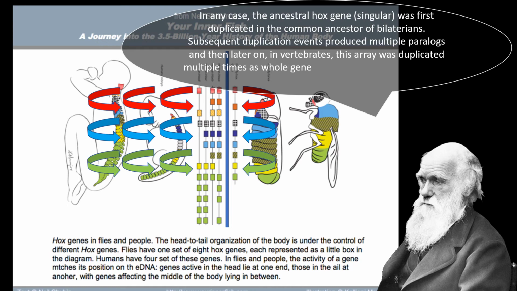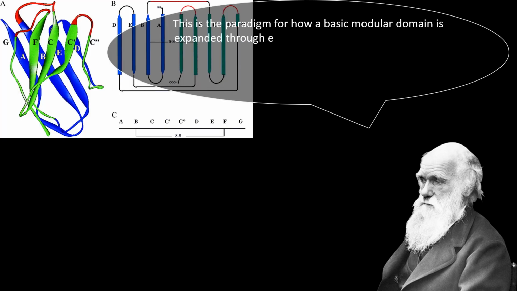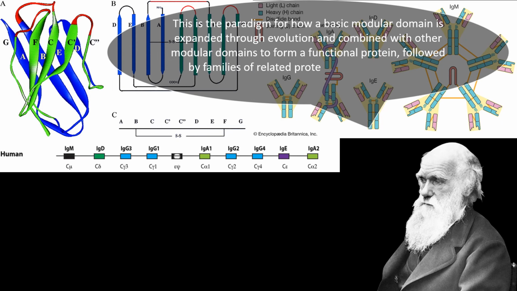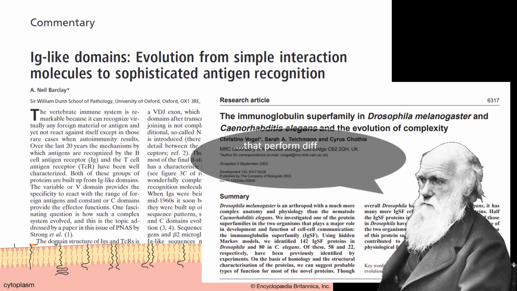Don't forget that even we humans are segmented. This is the paradigm for how a basic modular domain is expanded through evolution and combined with other modular domains to form a functional protein, followed by families of related proteins that are expanded further still en masse to yield protein superfamilies that perform different but related functions in different but related organisms.